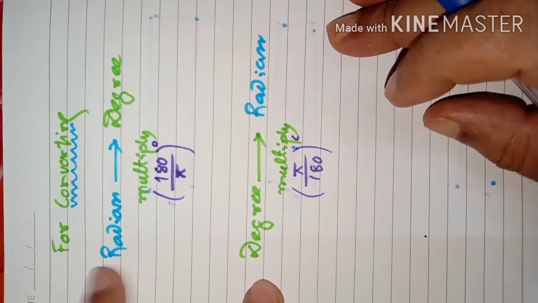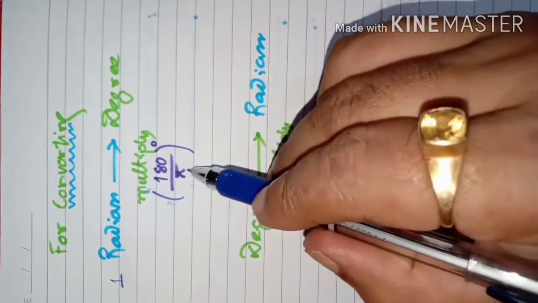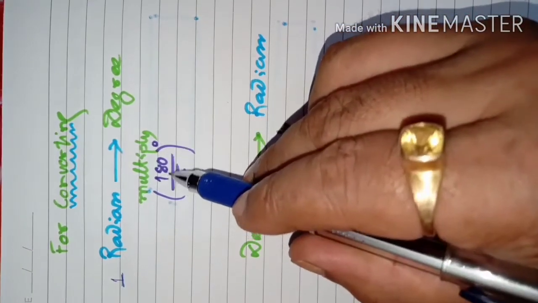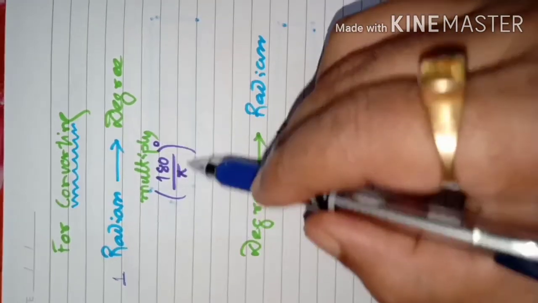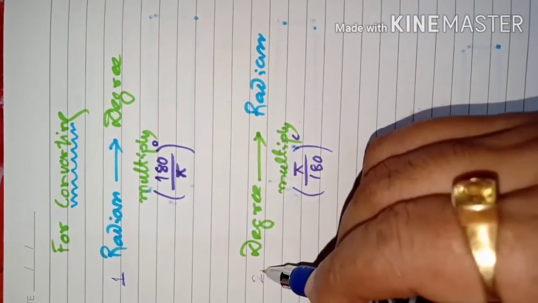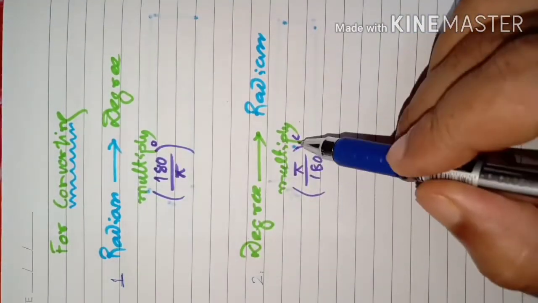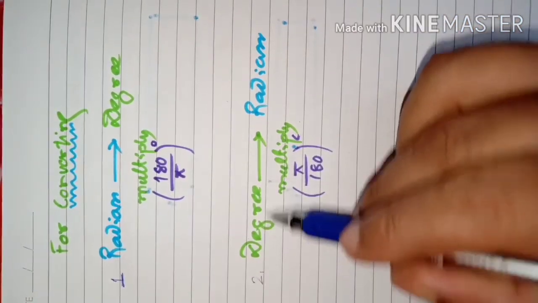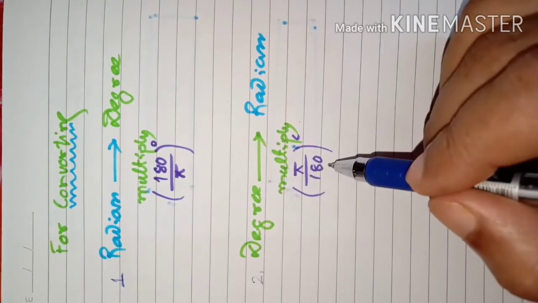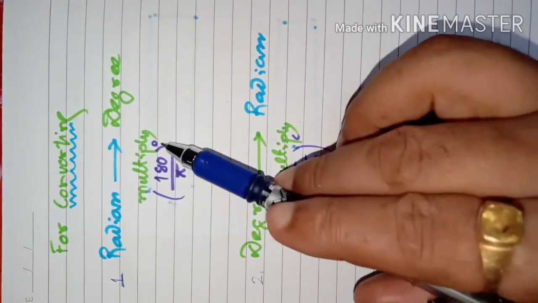After this whole discussion, we have come to this conclusion: for converting radian into degree, multiply by 180 by pi. When 180 is in the numerator and pi in the denominator, the result is in degree. Secondly, when converting degree into radian, multiply by its reciprocal, pi by 180. That time pi is in the numerator, so it will be called radian. Multiply the given angle in degree by pi by 180, and when converting radian into degree, multiply by 180 by pi.